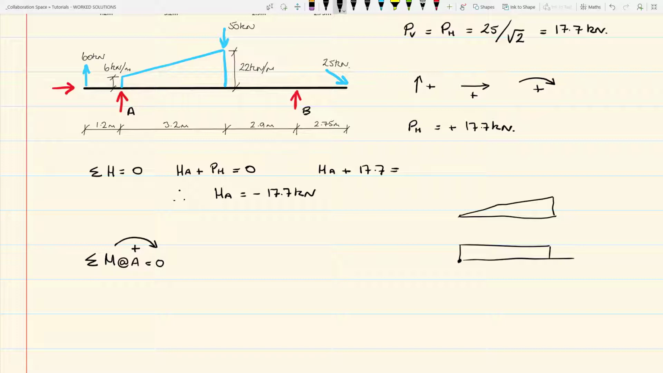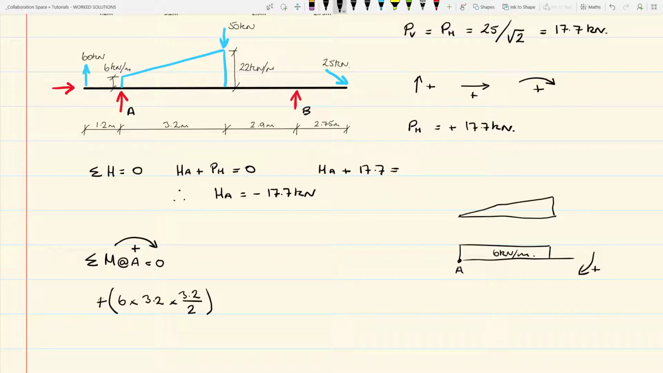Firstly, we'll consider the UD load. That has a magnitude of 6 kilonewtons per meter. So we can write plus, because it is positive, i.e. it is going clockwise about A. So point A is here. This UD load is acting in a clockwise direction. It is trying to rotate the beam in a clockwise direction about A. So we can write 6 times 3.2, that's the distance over which it acts, times its lever arm, 3.2 over 2.